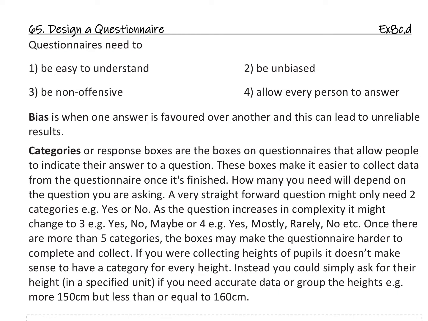A very straightforward question might only need 2 categories, e.g. yes or no. As the question increases in complexity, it might change to 3, e.g. yes, no, or maybe. Or 4, yes, mostly, rarely, no, etc. Once there are more than 5 categories, the boxes may make the questionnaire harder to complete and collect.